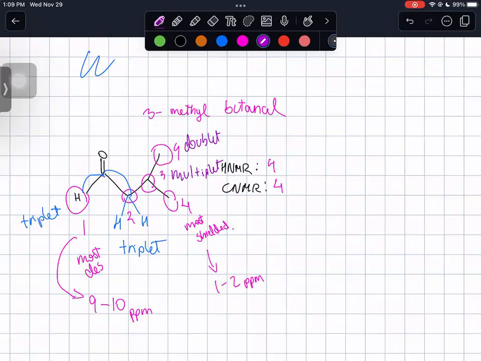What was the definition of integration? Area under the curve. The number of protons in a signal. Mm-hmm. So that's where you can find integration, but the definition is that it's the number of hydrogens.